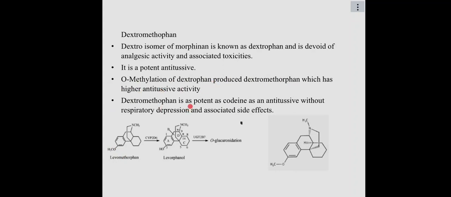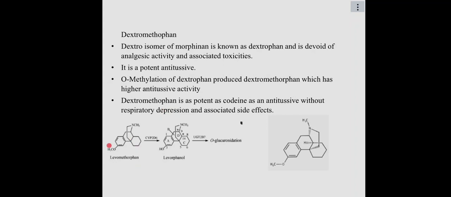Dextromethorphan is as potent as codeine as an antitussive without respiratory depression and associated side effects. So it's much safer even than codeine. And no wonder, as I have said, when you look at quite a number of the cough syrups, you will find that they do have dextromethorphan.